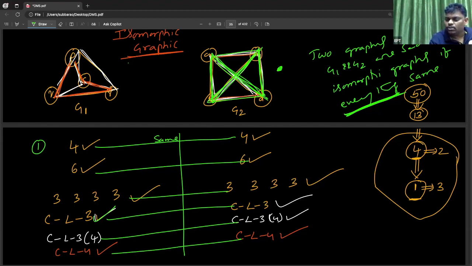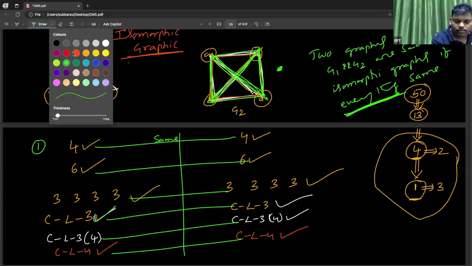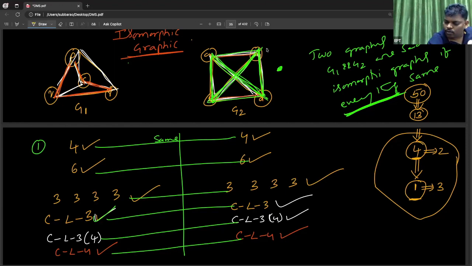Can you help me now? Using these 2 edges, let's check. How many are possible? I will try once. I want to come here. Can you say a 4-length cycle I want? See this one. 1, 2, 3, 4.